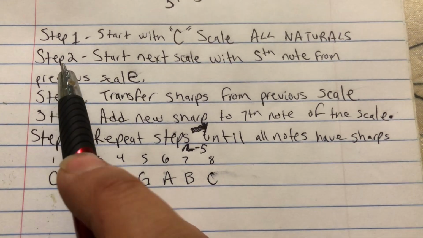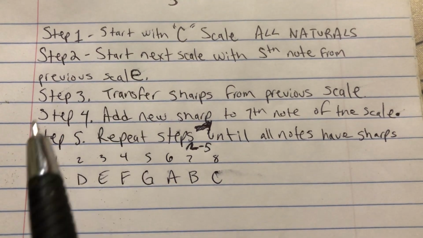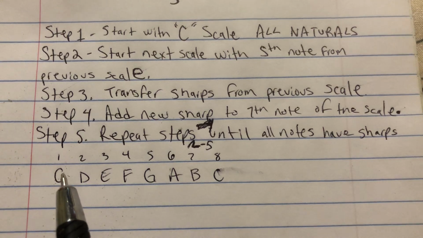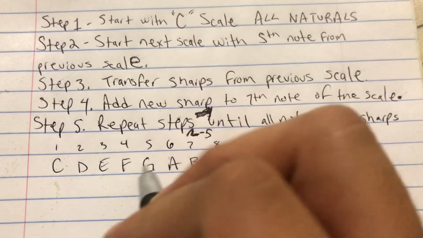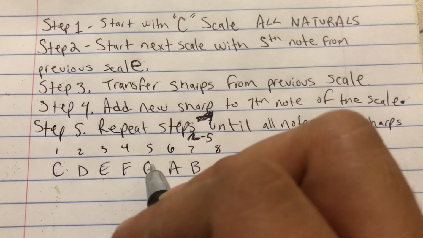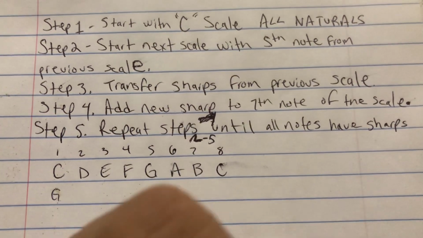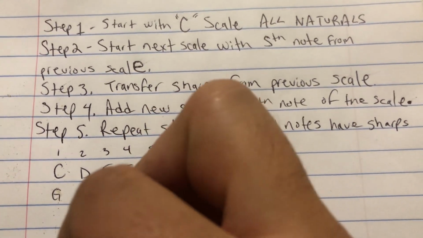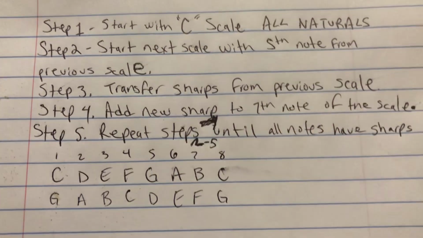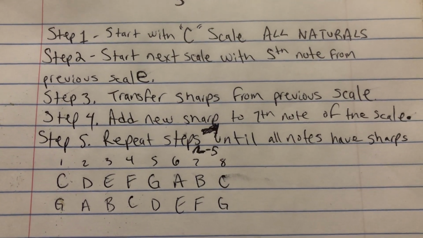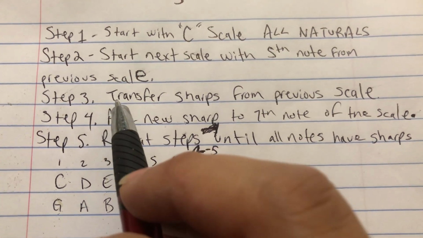Now we go to the second step. We start the next scale with the 5th note from the previous scale. The 5th note of this scale is 1, 2, 3, 4, 5, G. The G is the 5th note, so we're going to start the G scale. G, A, B, C, D, E, F, G. Okay, so we started on G, ended on G.